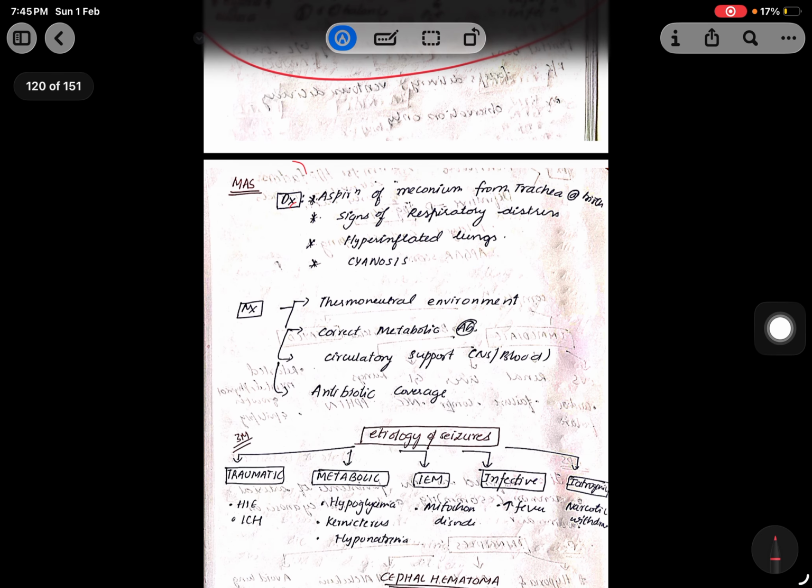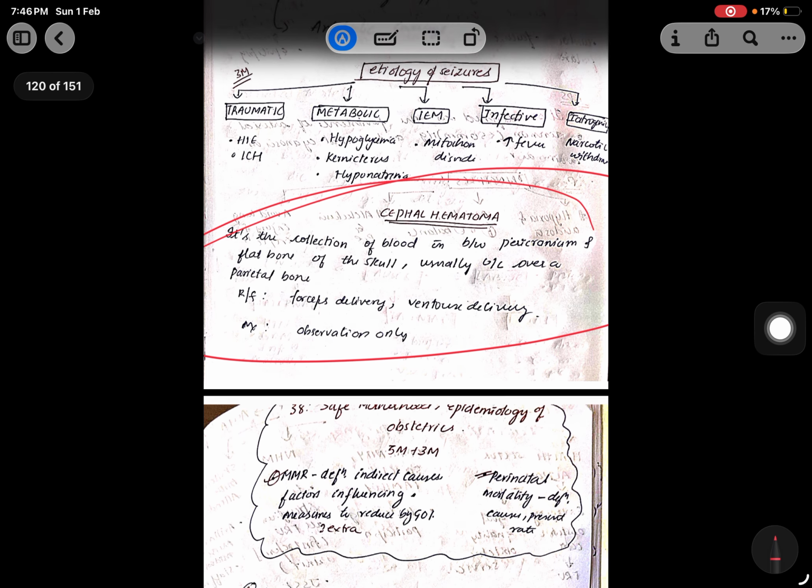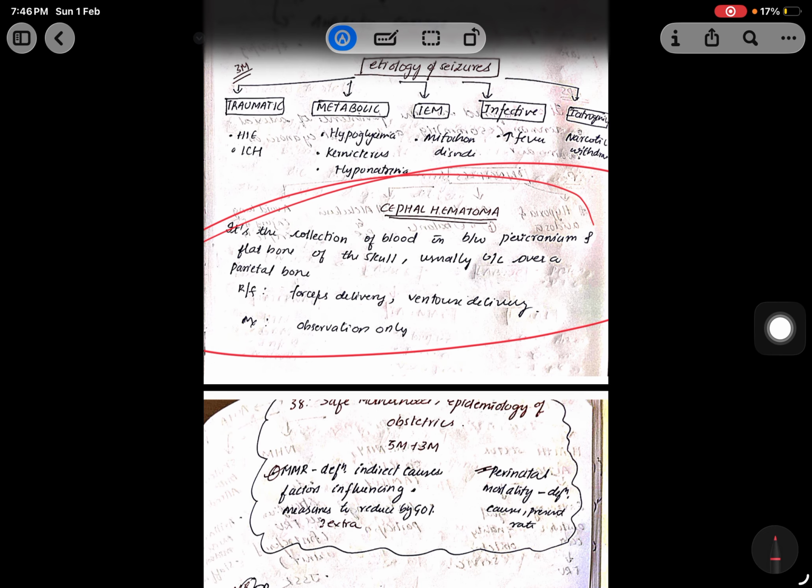Okay. Again, meconium aspiration, again to do with pediatrics. I'm not explaining. Cephalhematoma and caput succedaneum is also something to do with that. Make sure you study it from there.